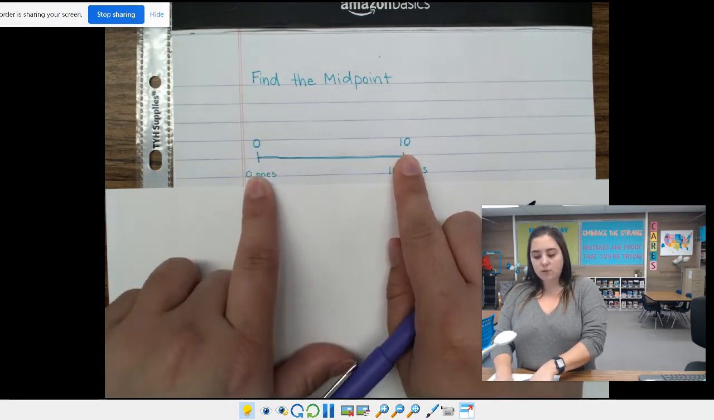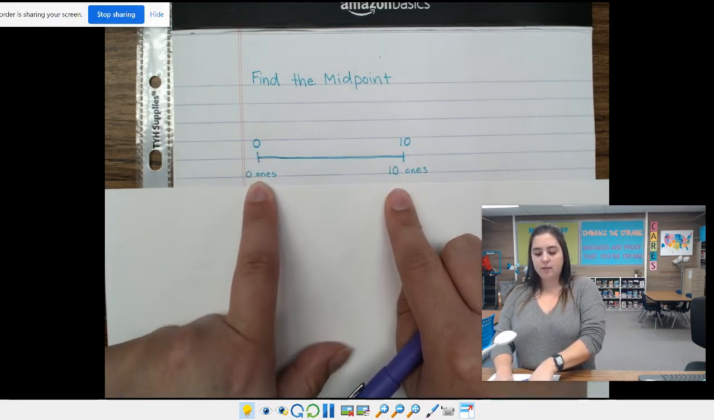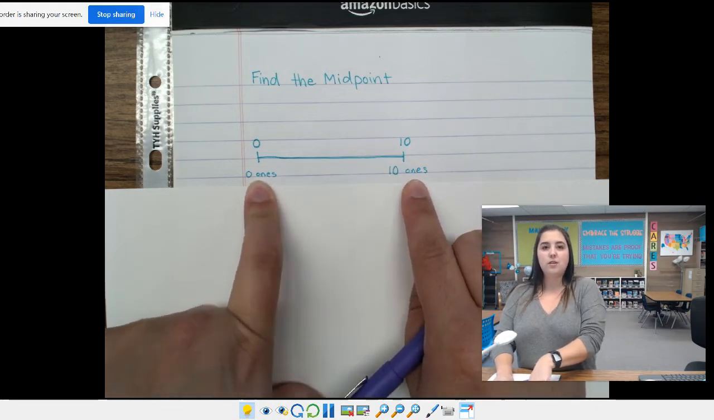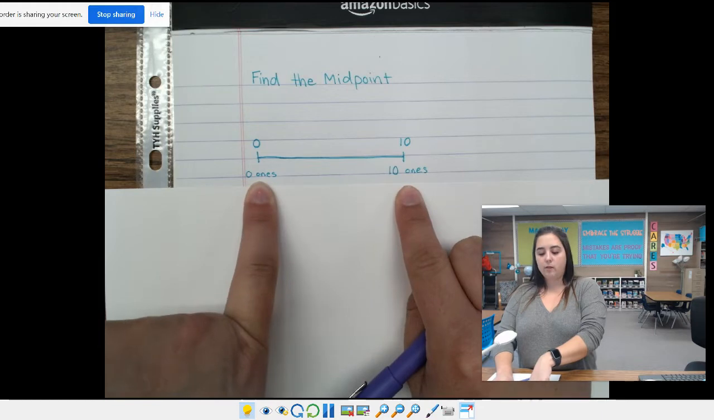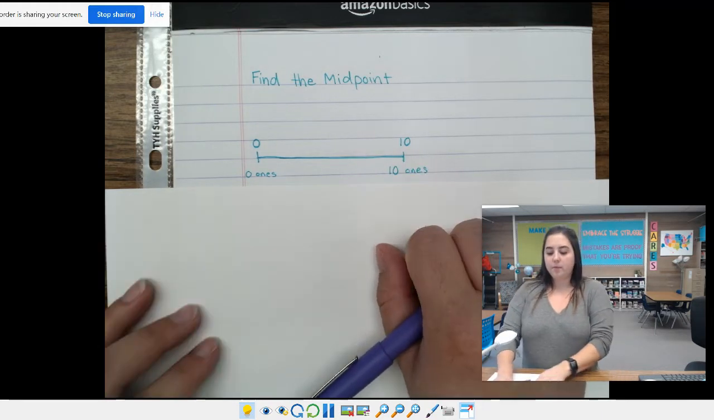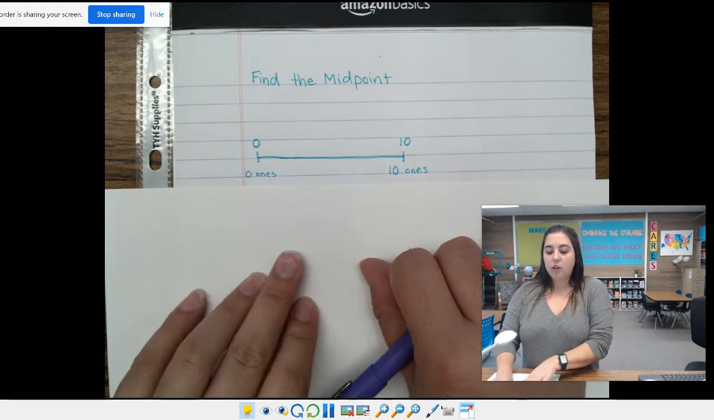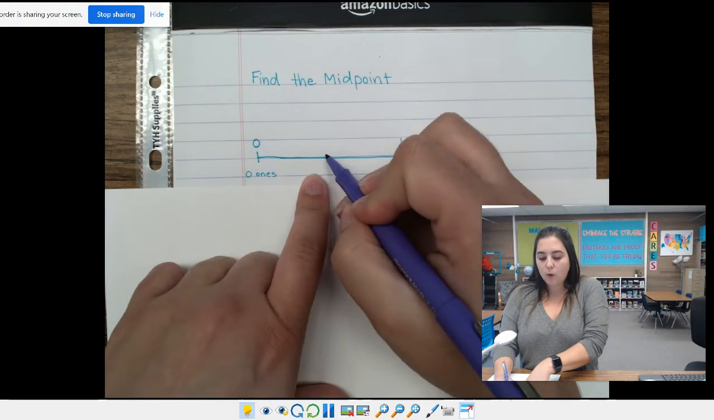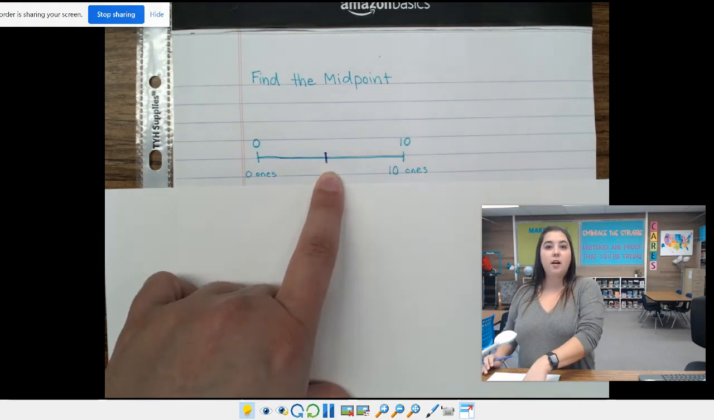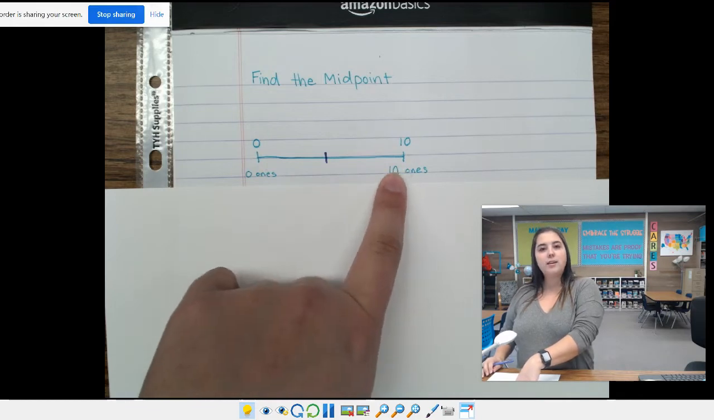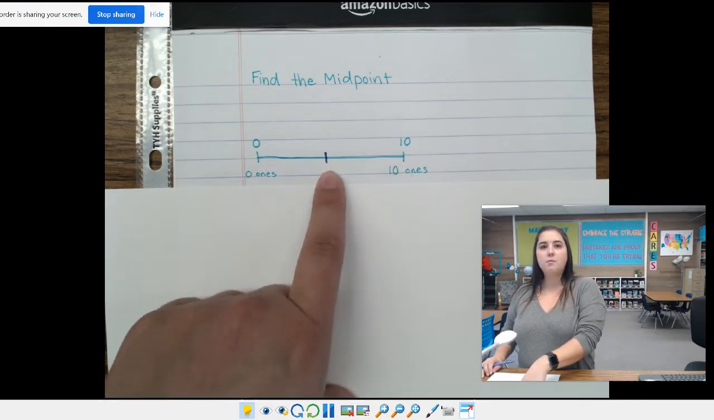You could also think of these numbers as 0 ones or 10 ones. If you have 10 $1 bills, you'd have $10. So a couple of different ways you can think about it. In this activity, you want to find the midpoint. The midpoint is what would be in the middle of these two numbers. So we start off with something pretty easy, 0 and 10. What would be the middle of that?